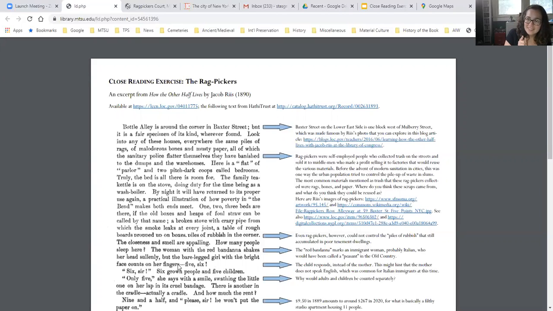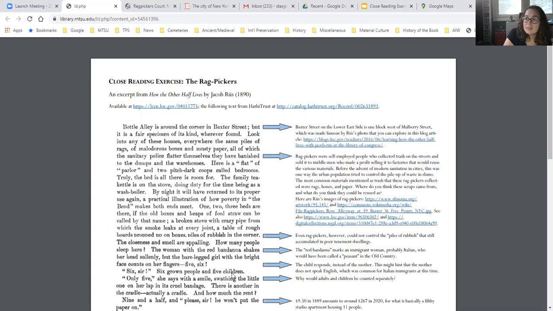And it's interesting that the child responds instead of the mother. This might hint that the mother does not speak English, which was common for Italian immigrants at that time. It could also hint that the mother was suspicious of whoever it was interviewing them. "6, sir. 6 grown people and 5 children."